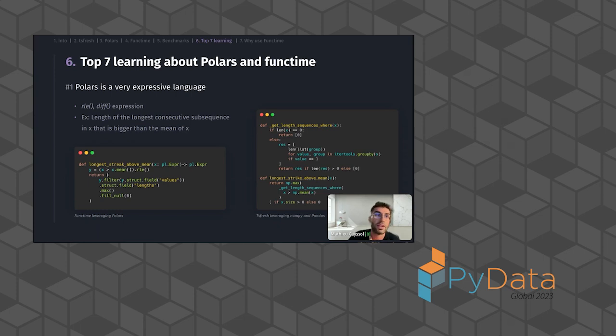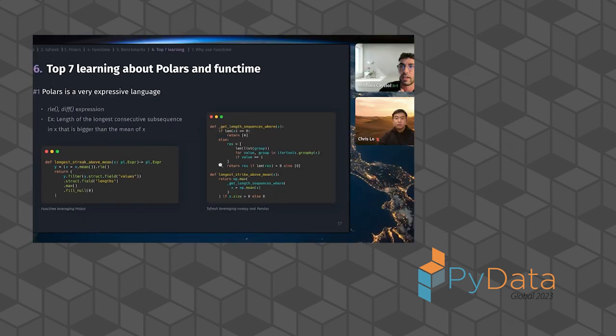You can see on the left-hand side the functime implementation, and on the right-hand side the tsfresh one. You can see that this RLE method is exactly the equivalent of this get length sequence where. And I think you can immediately see that when you read this code, it's a bit easier to understand. So it's quite an expressive language in this regard.